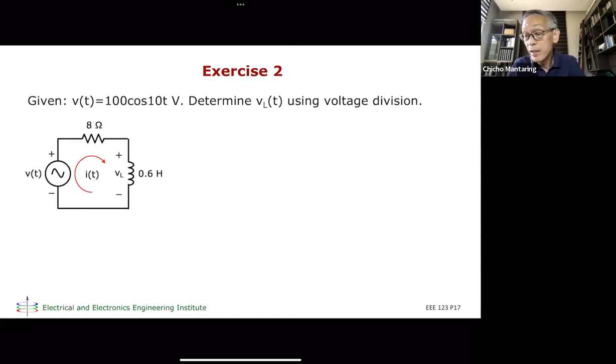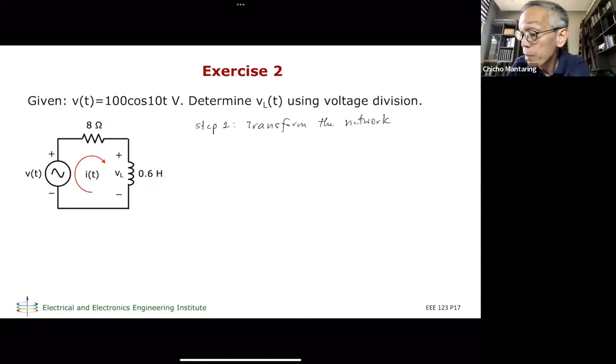Okay, here's another exercise. Given v_s(t) equal to 100 cosine 10t, determine V_L using voltage division. Okay? Determine V_L using voltage division. Okay, so the first step is to transform. So step 1, you transform the network.